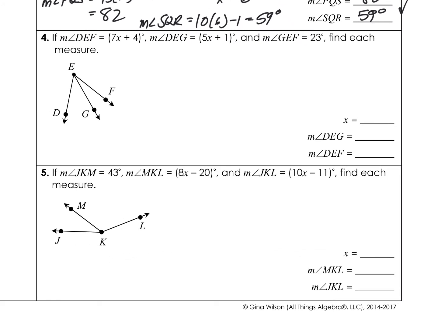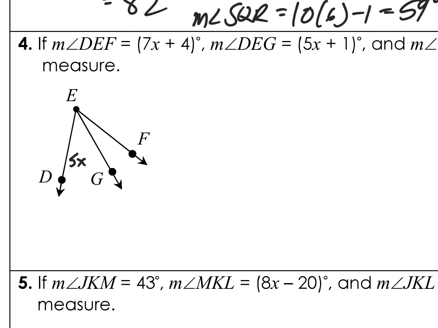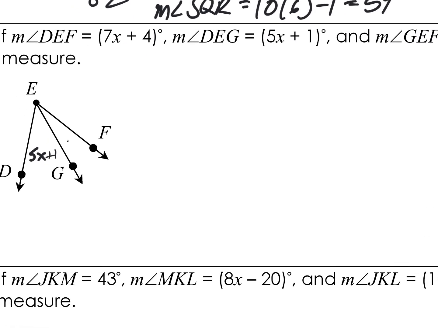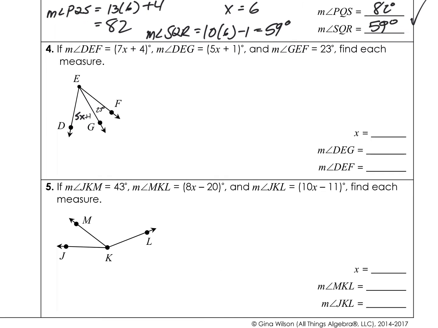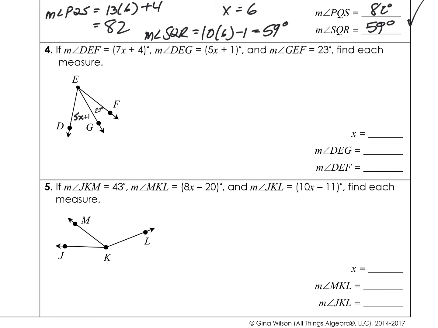Number 4, the measure of angle DEF is 7x plus 4, so that's the whole angle, and the measure of angle DEG is 5x plus 1. Okay, DEG, this is 5x plus 1. Oh, that's kind of messy. 5x plus 1. And the measure of angle GEF is 23 degrees.